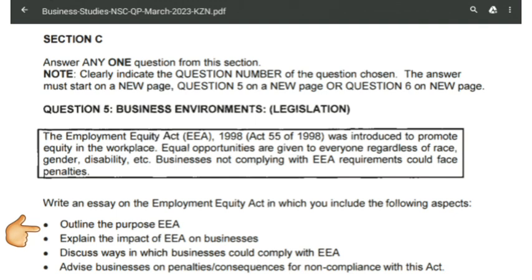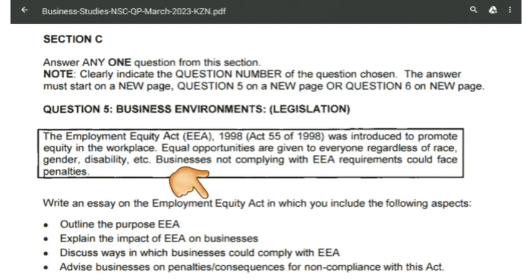Number 1, outline the purpose of the EEA. Number 2, explain the impact of the EEA on businesses. Number 3, discuss ways in which the business could comply with the EEA. And then lastly, advise the business on penalties and consequences for non-compliance with the act. So you are seeing that it's a legislative act question. They have obviously chosen the Employment Equity Act. Like I said, with the legislation, it could literally be any one of the 9 acts. So this one, they have chosen EEA.